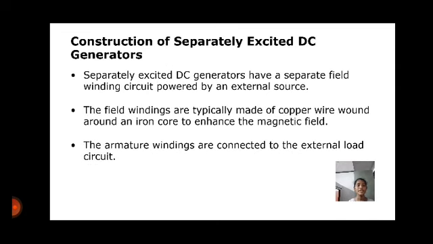Construction of separately excited DC generators. Separately excited DC generators have a separate field winding circuit powered by an external source. The field windings are typically made of copper wire wound around an iron core to enhance the magnetic field. The armature windings are connected to the external load circuit.